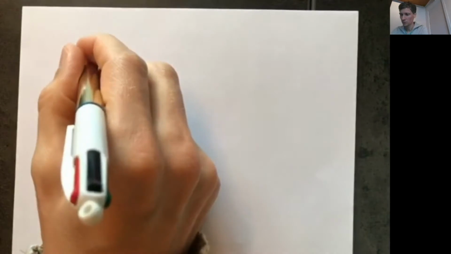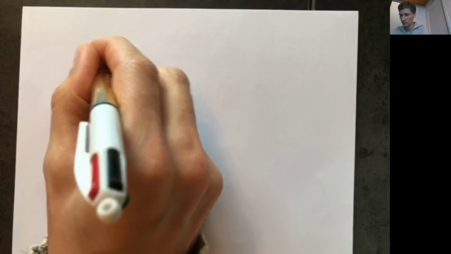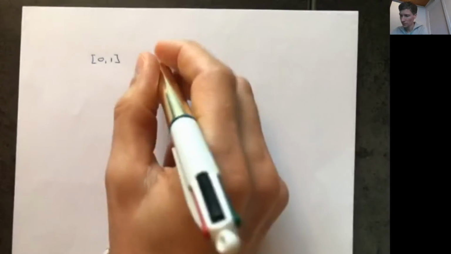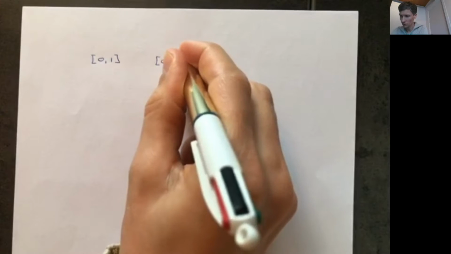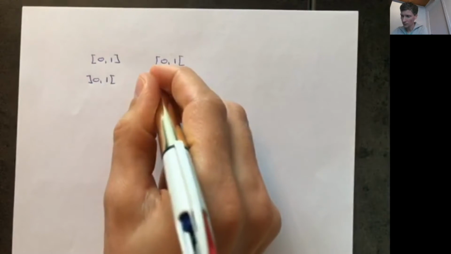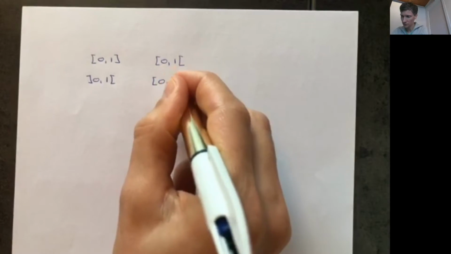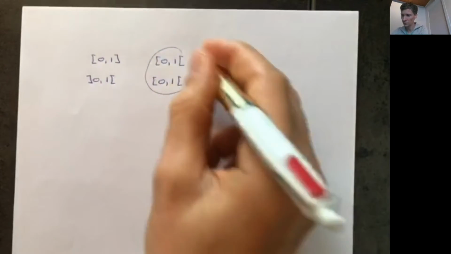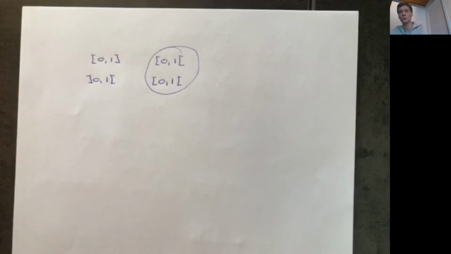So open and closed sets are related to each other. But let me first give some additional examples. We already have seen that [0,1] is closed, and [0,1) is not closed. And we have seen that this is open, but this is not open, right? So these intervals are neither open nor closed, right?